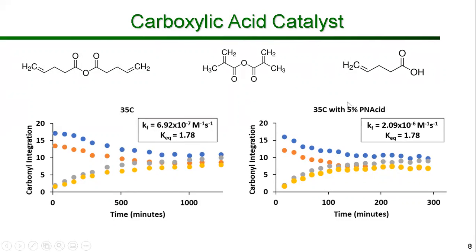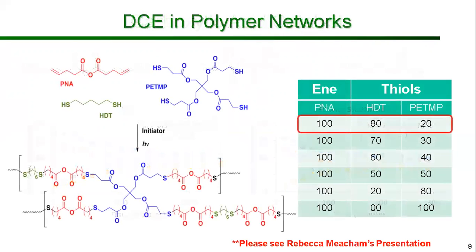Whereas when you add just 5 weight% of the pentanoic acid, you have an increase in the forward reaction of 2.09 times 10 to the negative 6, while the equilibrium does not change and it still is close to unity. So we are seeing a catalytic effect with the pentanoic acid addition, so we'll be studying that further.